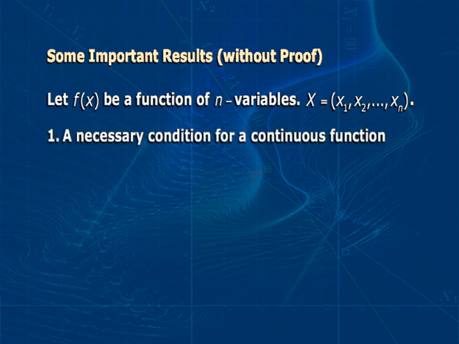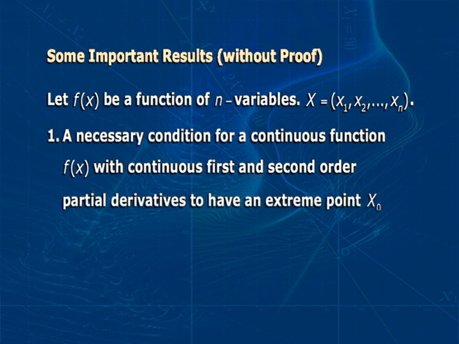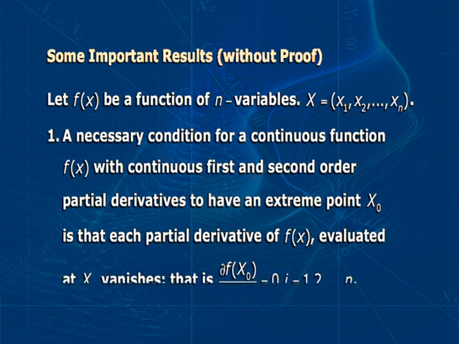Number 1. A necessary condition for a continuous function f(x) with continuous first and second order derivatives to have an extreme point at x0 is that each partial derivative of f(x) evaluated at x0 vanishes, that is, del f(x0) over del xi is equal to 0, where i is equal to 1 up to n.